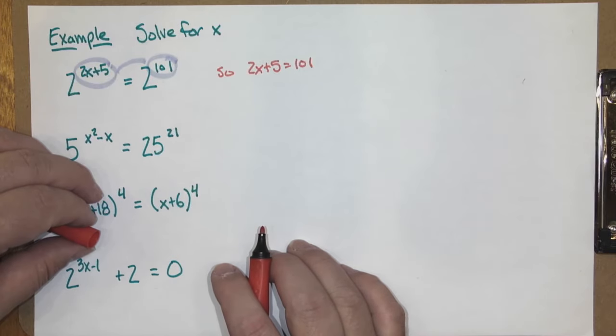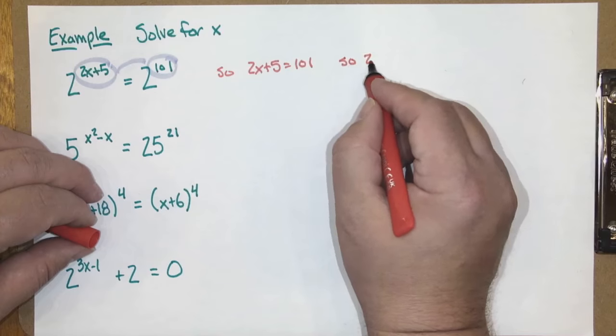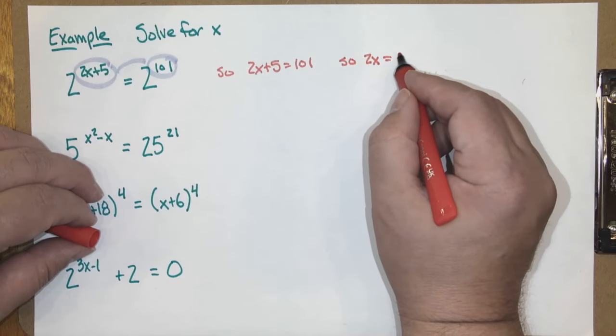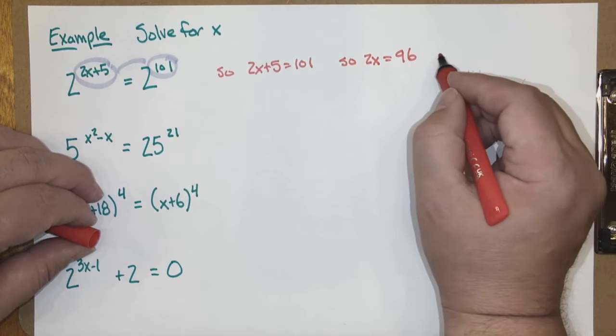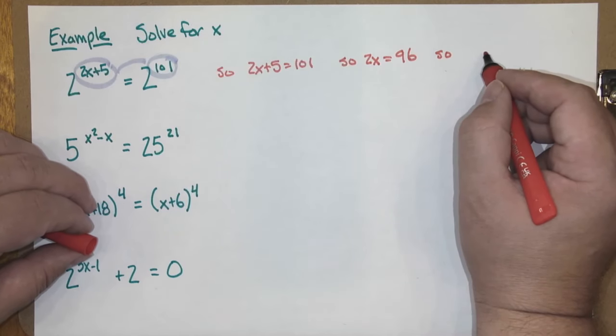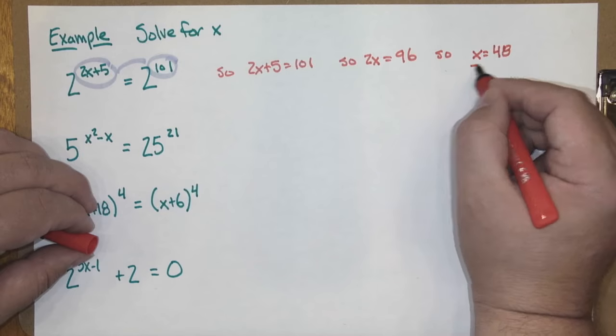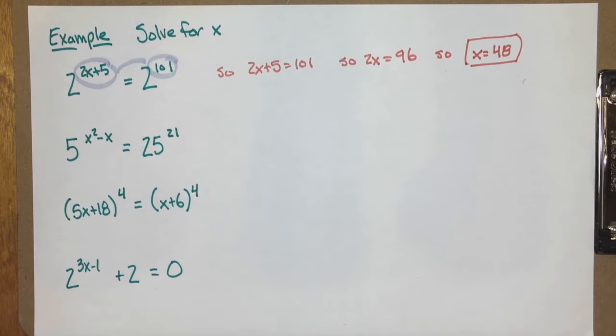What do we do to solve for x? Start by subtracting 5 from both sides. 2x equals 96. And then divide by 2. So we get x equals 48. So in this case, one solution. Okay, well that was pretty straightforward. Let's see if we can keep going.